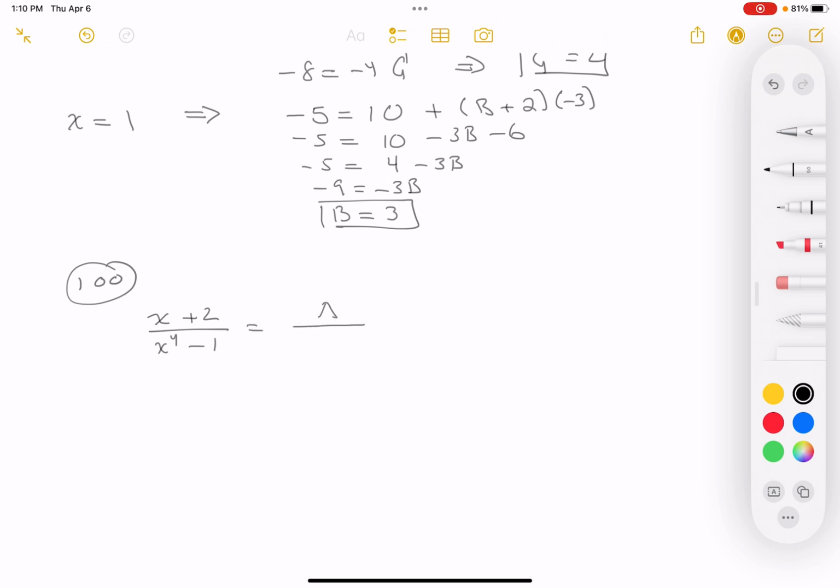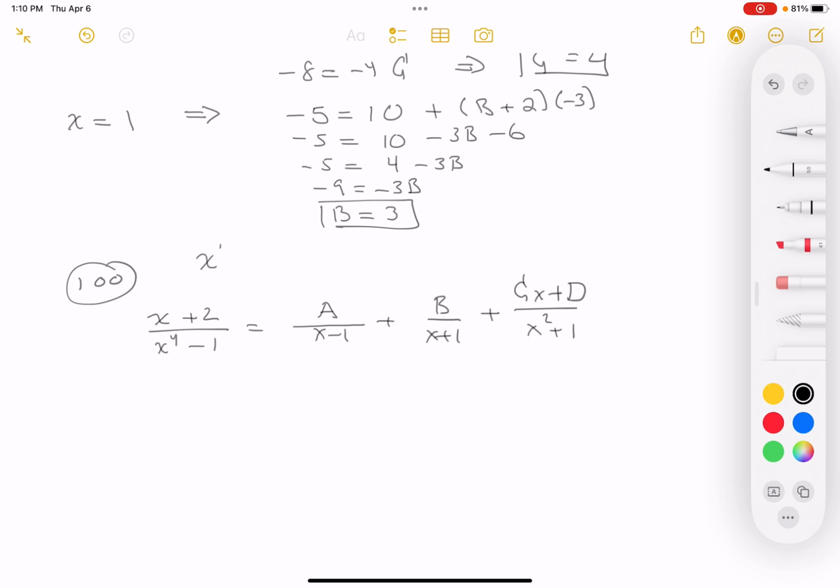And the structure is going to be A over x minus 1 plus B over x plus 1. And then they got this irreducible quadratic, which is x squared plus 1. Then they got a Cx plus D. This is substantially more difficult because there's 4 things I don't know. But let me just go through this.